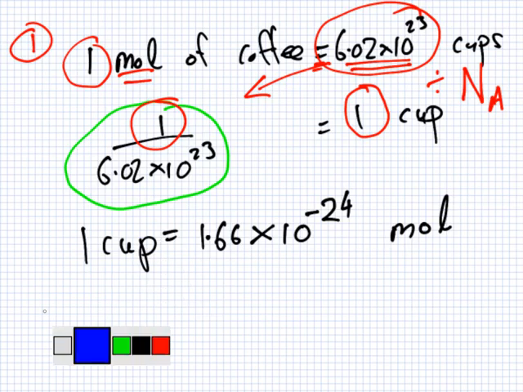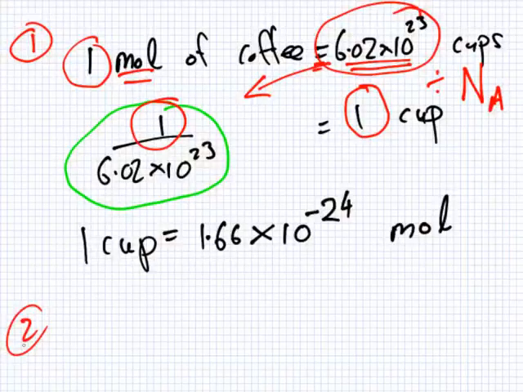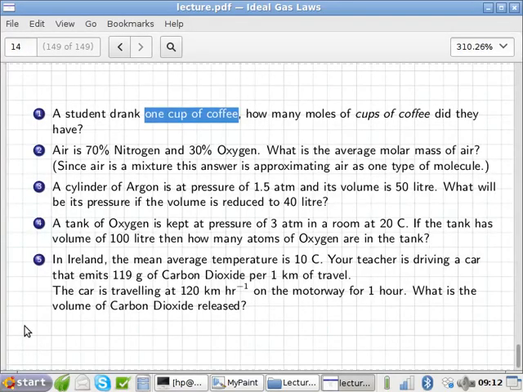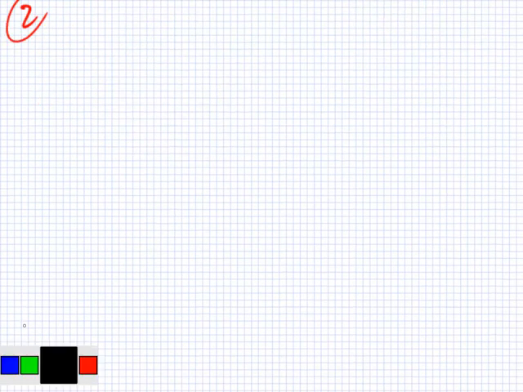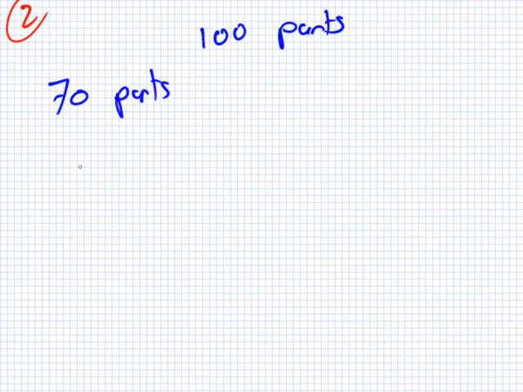Number 2. Air is 70% nitrogen and 30% oxygen. What is the average molar mass of air? It's easy if you think of it as 100 parts. So 70 parts, that's nitrogen.